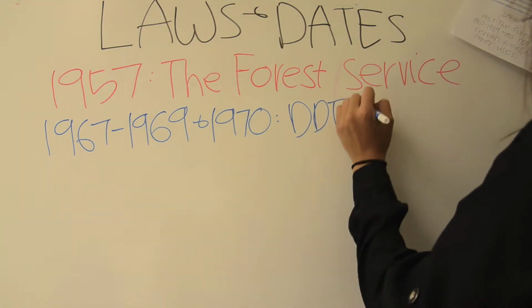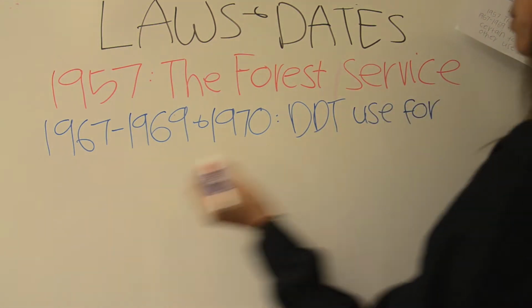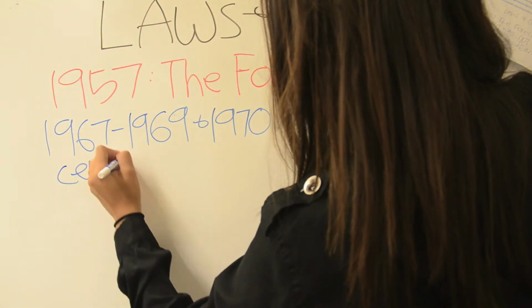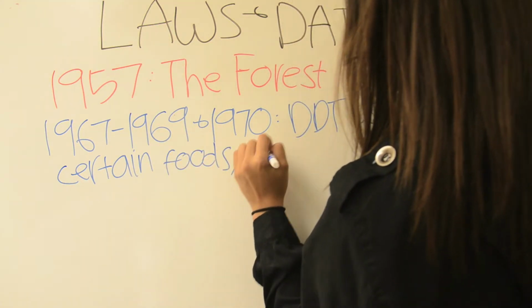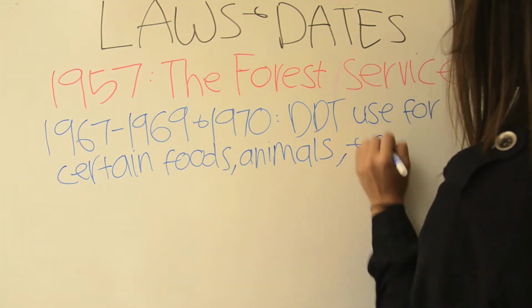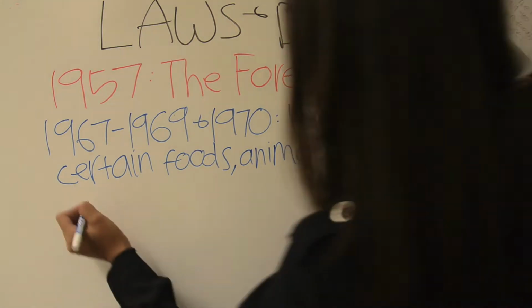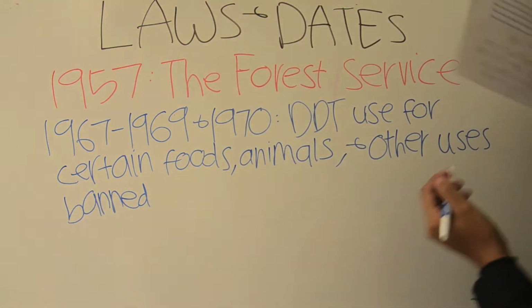In 1967 to 1969 and also 1970, the USDA canceled DDT registrations for the use on over 65 different types of crops, certain farm animals, flowers, finished buildings, and all kinds of establishments. Then finally, in 1972, DDT was officially banned in the United States.